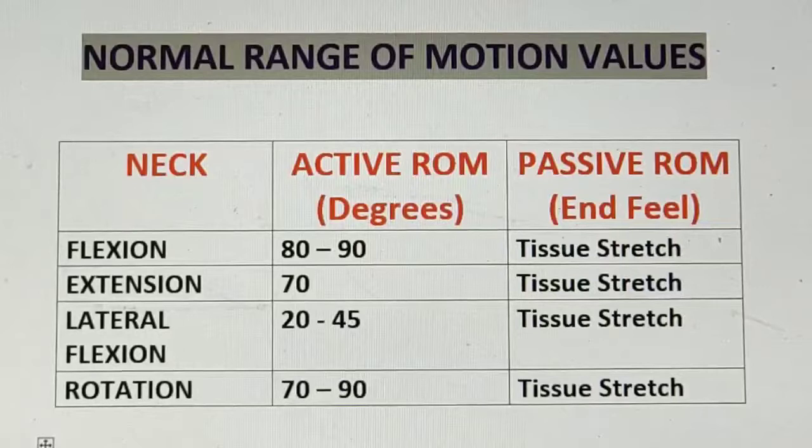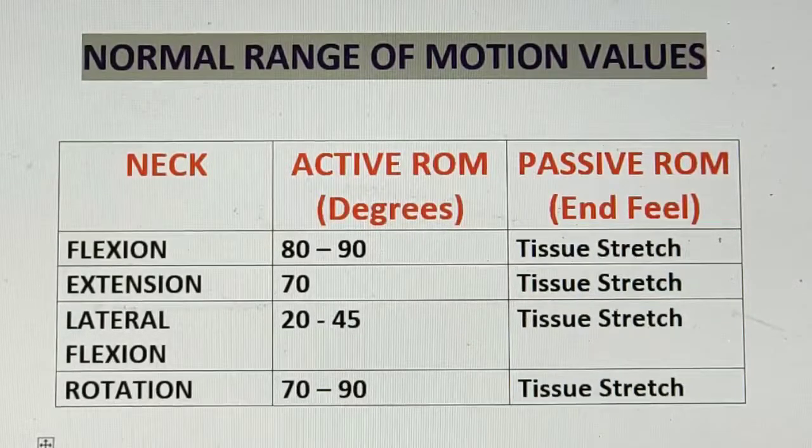There are kinds of movements that we can do for the neck joint. One is flexion. For flexion, the active range of motion value in degrees will be from 80 degrees to 90 degrees. For passive range of motion, we are looking for the end feel, which is the tissue stretch.